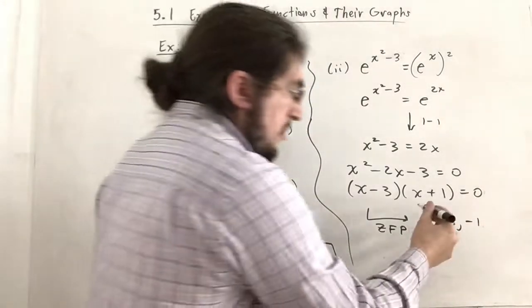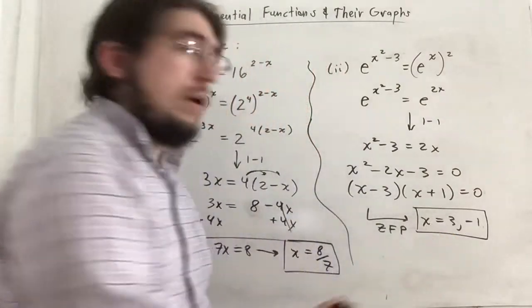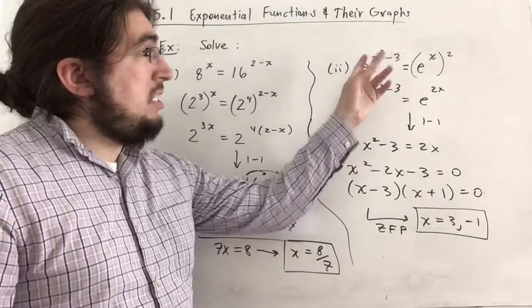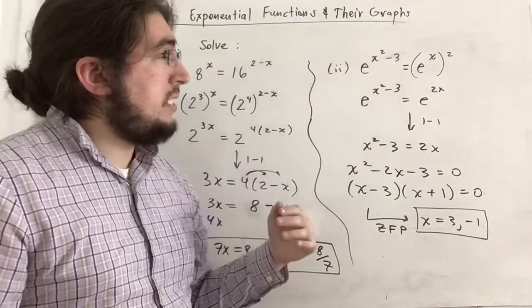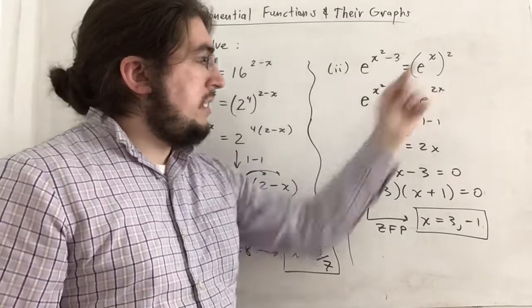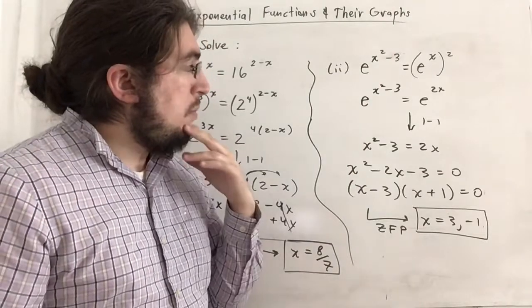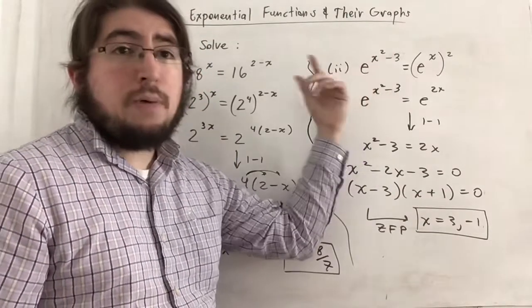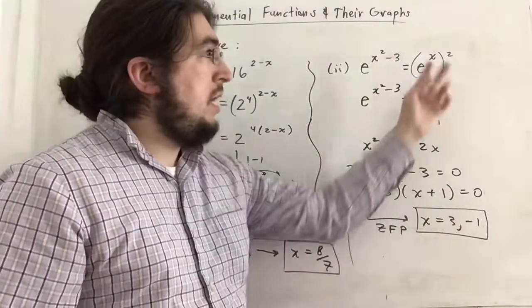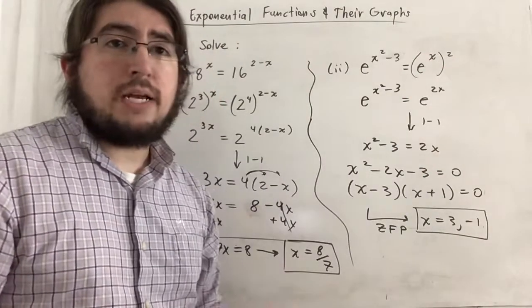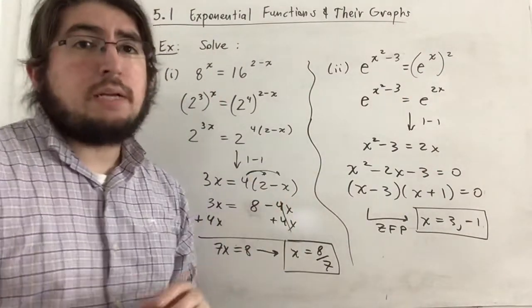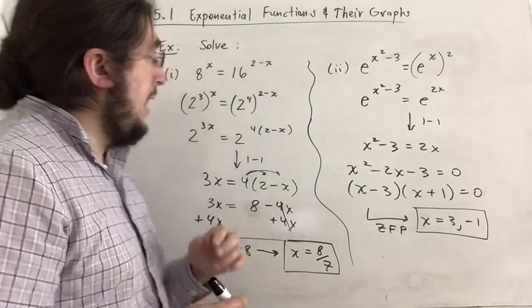And I think both of these work, and we can just check them real quick. When you plug in 3, you get e to the 3 squared is 9 minus 3 is 6. And here this is e to the 3 times 2 is 6. e to the 6 equals e to the 6. And when you plug in negative 1, you get negative 1 squared is positive 1, minus 3 is negative 2. And on the right, you get negative 1 times 2 is also negative 2. So e to the negative 2 is, of course, equal to e to the negative 2. And there we go. That does it.